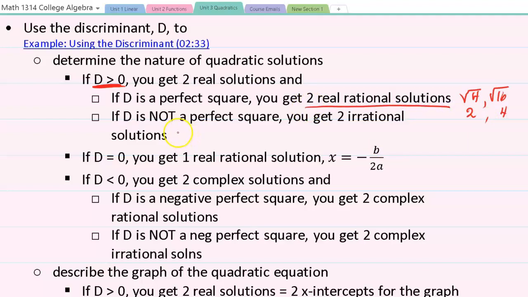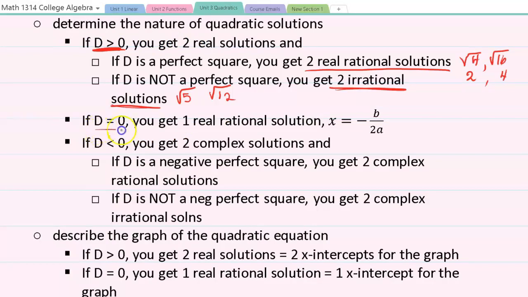However, if big D is not a perfect square, such as the number 5 or 12, we can still get the square root of this number, and it will be an irrational number. This means that our solutions for x will be two real and irrational solutions.